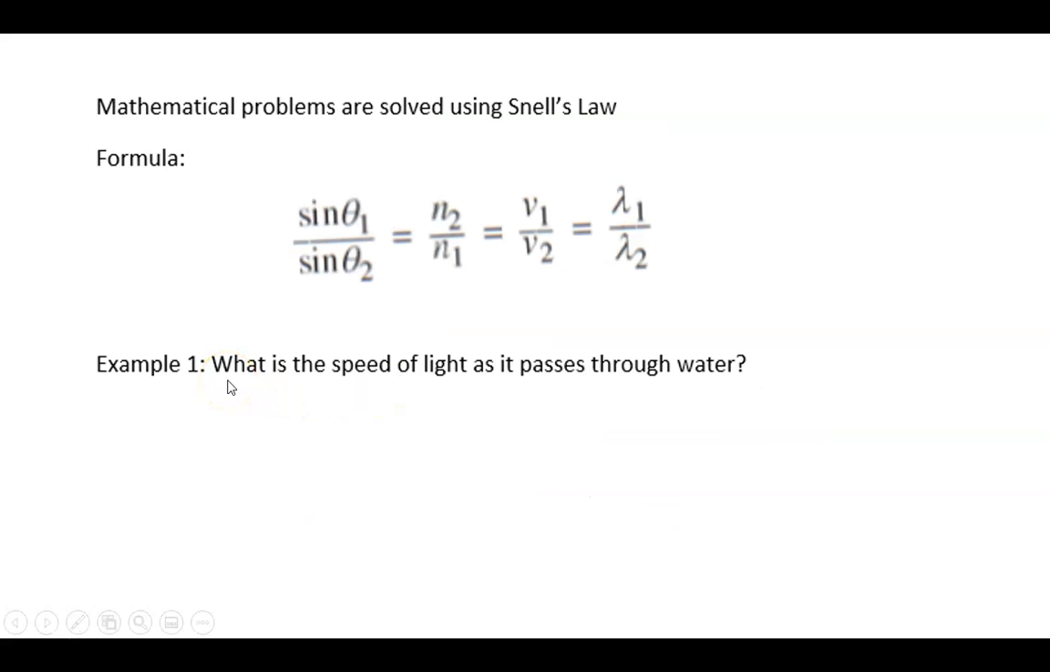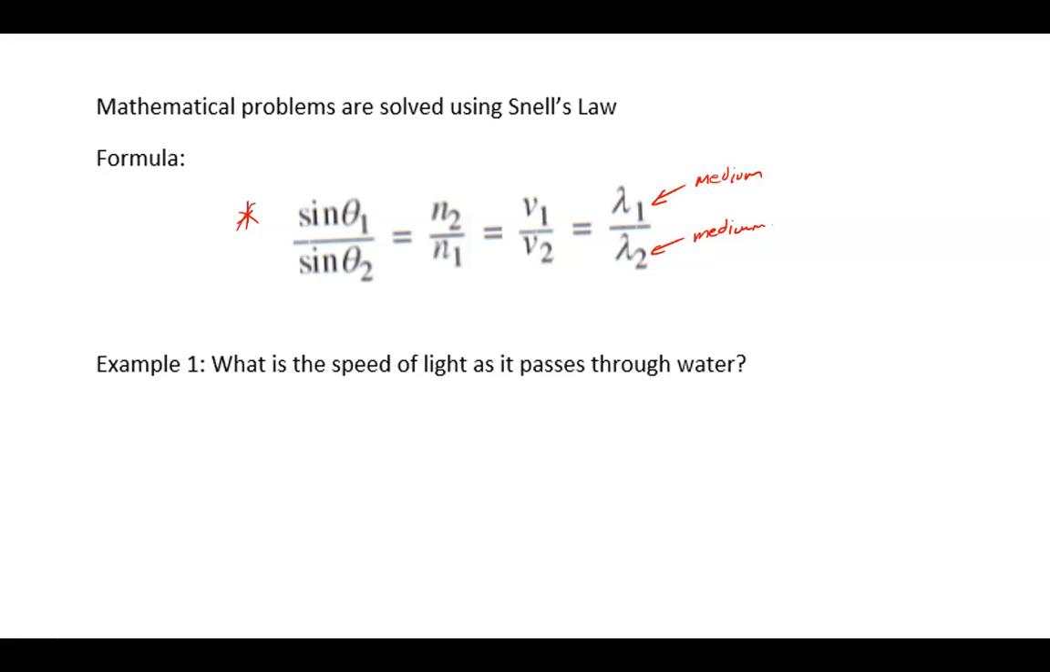Now, in order to solve these problems, we're going to use Snell's law. Snell's law states this formula. It is on your formula sheet, so you don't need to memorize it at all. You're actually just taking two components, and the 1s and 2s stand for the mediums. You can label any medium 1 and any medium 2. It's just that you have to be consistent within the problem.